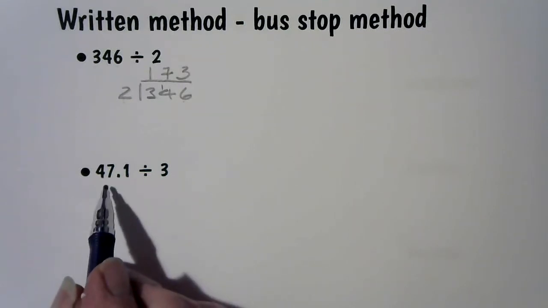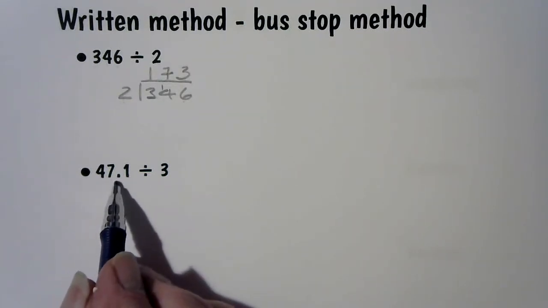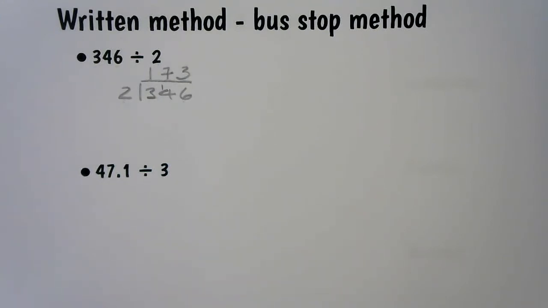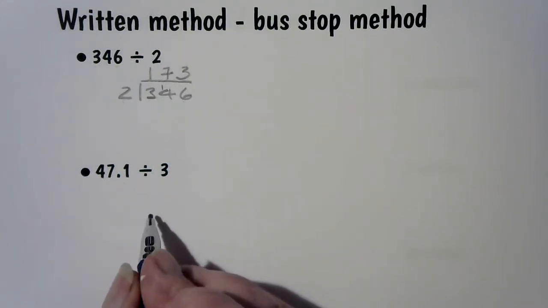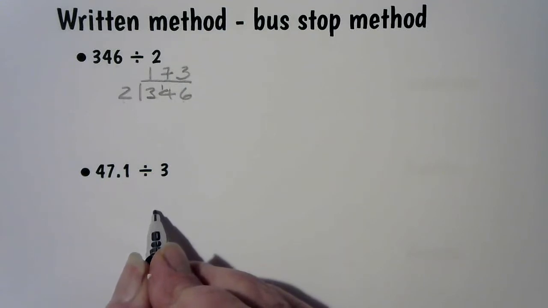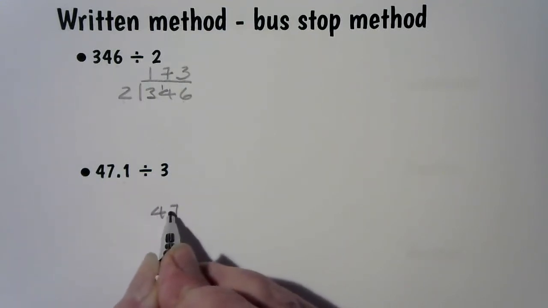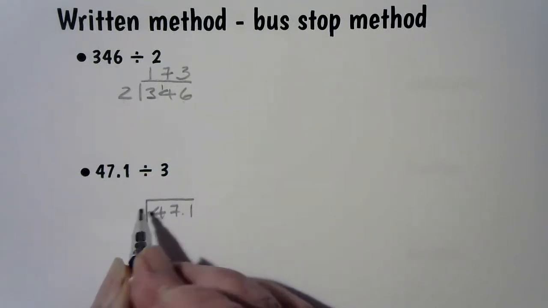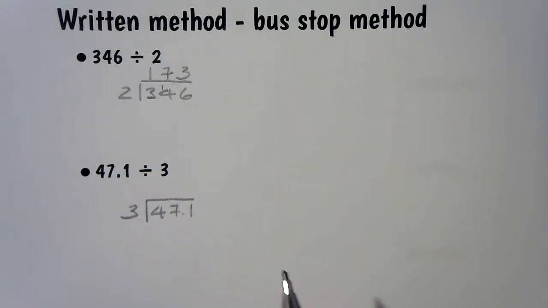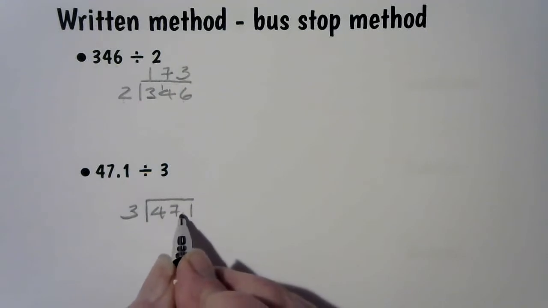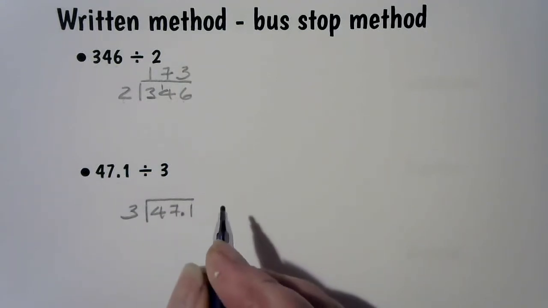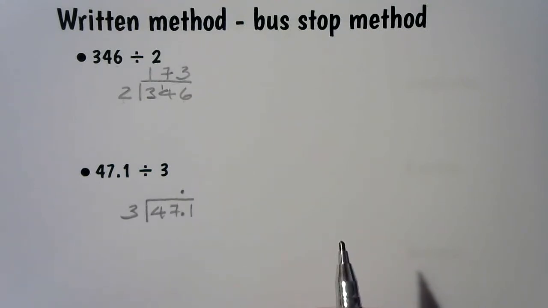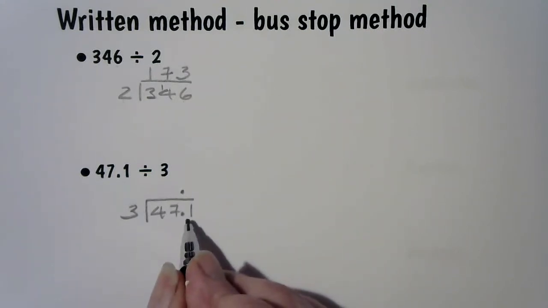Okay, let's have a look at this one now. 47.1 divided by 3. Well, we do it exactly the same way. So put the dividend, 47.1, there it is, in a bus stop, and the divisor on the outside. Now I've got a decimal point here. I don't want to forget it, so I'm going to bring it straight up. That's how we deal with decimal points.